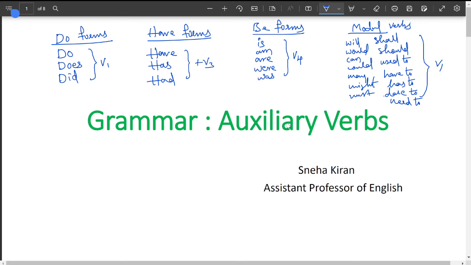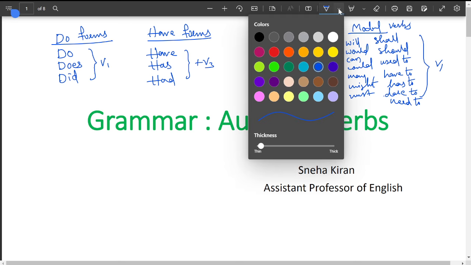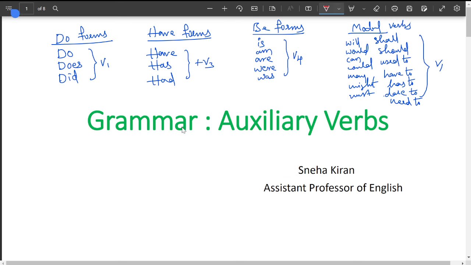Okay, remember these rules. These will be very much important. Do forms are followed by V1. Have forms are followed by V3. Be forms are followed by V4. These are fixed. Next, all the modal verbs are followed by V1. Okay, if you remember these rules in the examination, you can directly answer. So in the examination, in the auxiliary cases, they will give this V4.